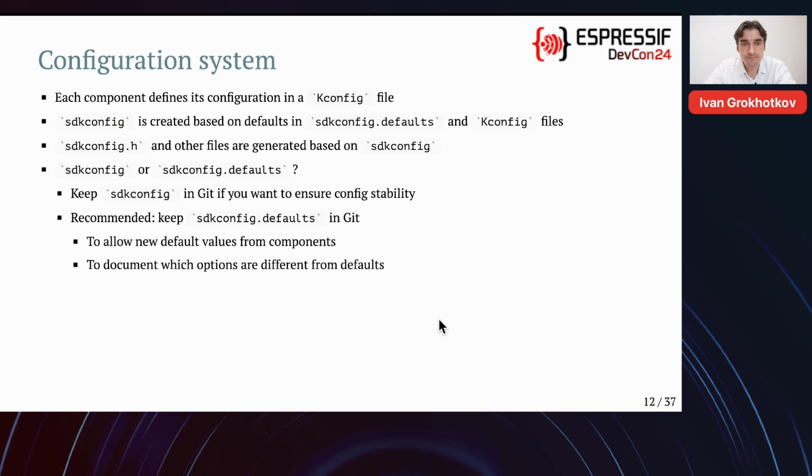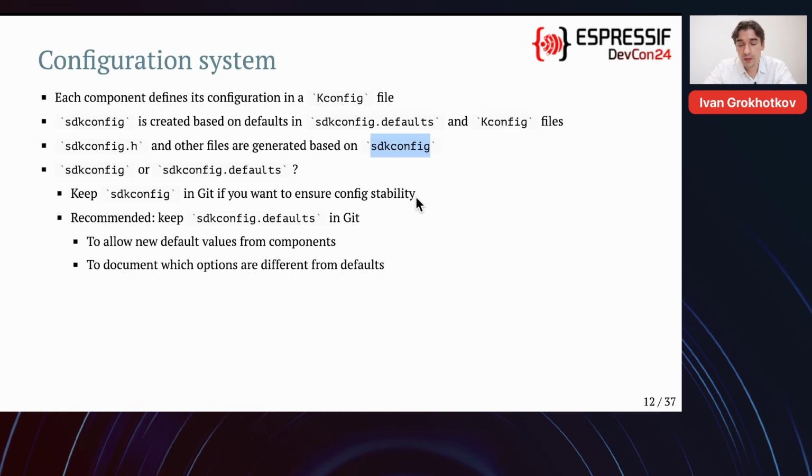So to summarize, all components in the application can define compile time configuration options using Kconfig files. The sdkconfig file will be created based on the defaults in sdkconfig.defaults and in Kconfig files. The sdkconfig.h and sdkconfig.cmake will be generated based on sdkconfig. And you have a choice of either tracking sdkconfig or sdkconfig.defaults in Git, and you can choose between the two options based on what you prefer.